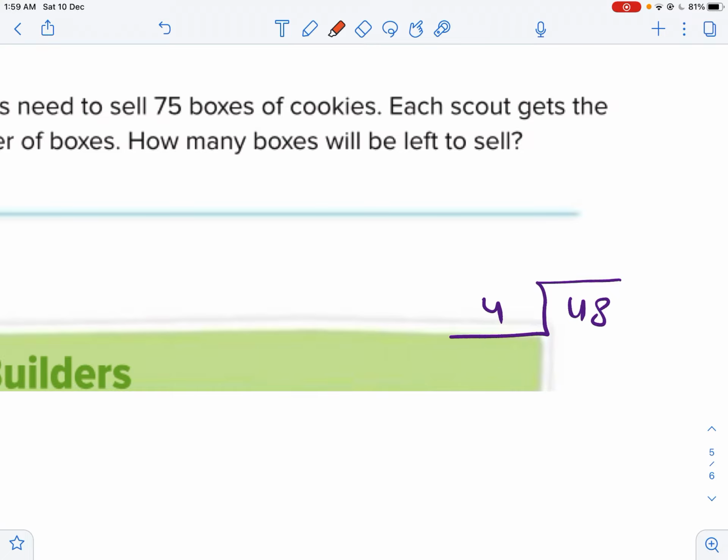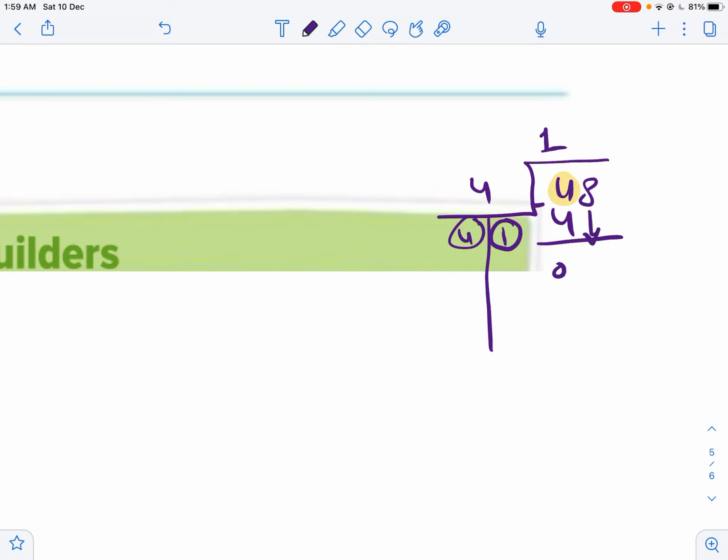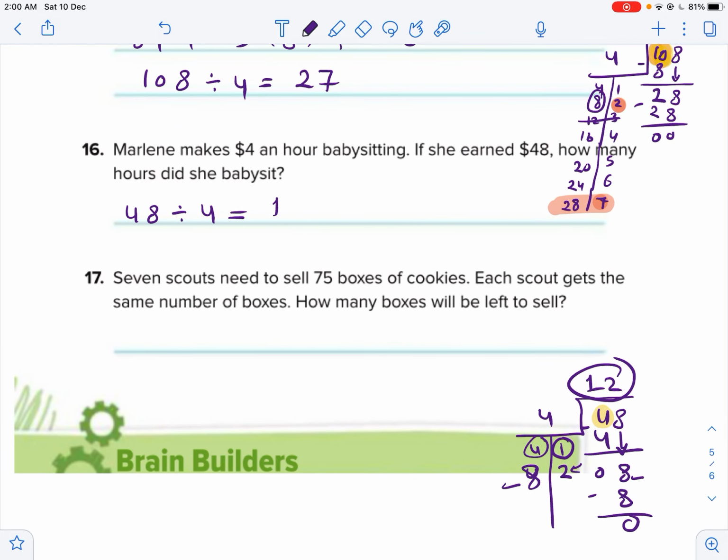Now we will take the first number, the 4. We will start looking for it in the times table of the number 4. We know that 1 times 4 is 4, so here we are, we found it. We write it here, and the hero this time was 1. Now we subtract. 4 minus 4 is 0. Then we bring the 8 down. We will start looking for it. 2 times 4 is 8. So here we found it. The 8 is here, and the hero this time was the 2. Now we subtract. 8 minus 8 is 0. So the answer is 12. So she babysat for 12 hours.